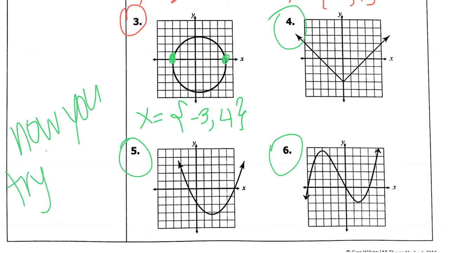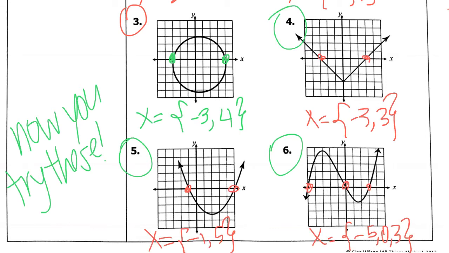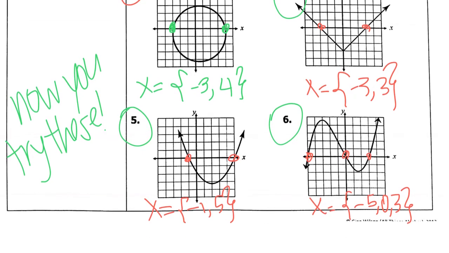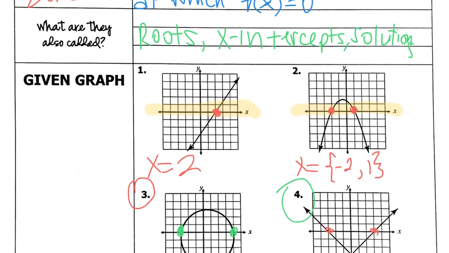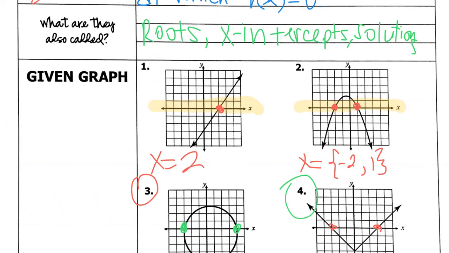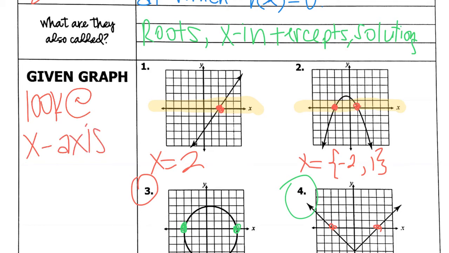So if we go ahead and check your answers, number 4, the set was -3 and 3. Number 5, the set was -1 and 5. And number 6, the zeros were at -5, 0, and 3. Again, remember, when we are solving by graphing, we look at the x-axis and we are looking to see where the function crosses that.